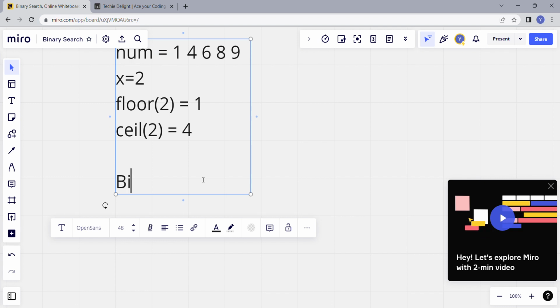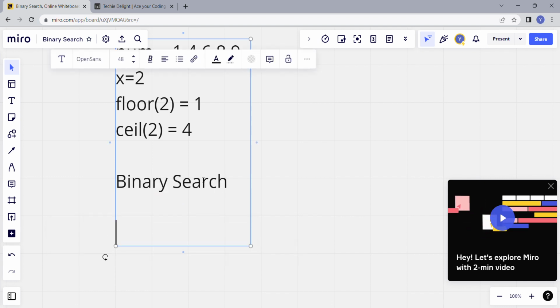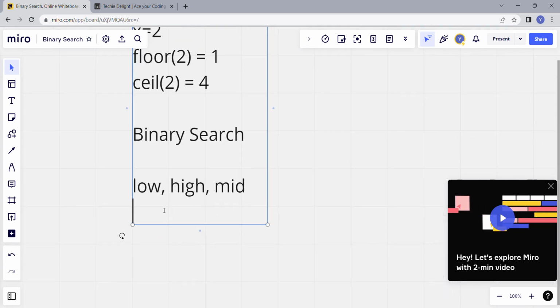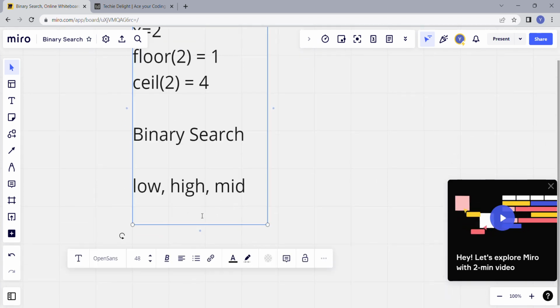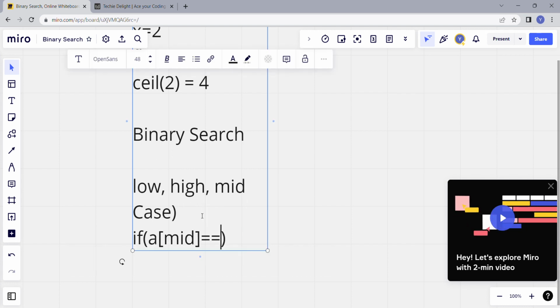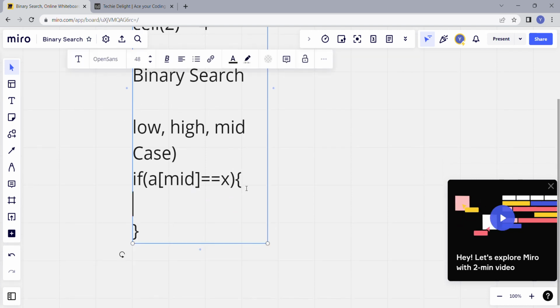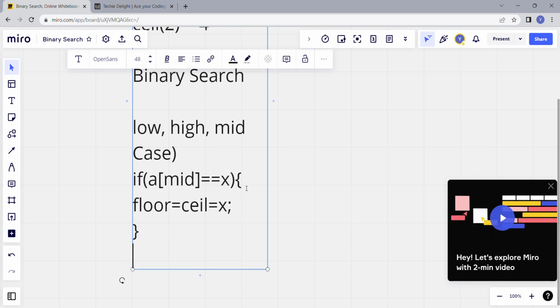Now we will have to solve it with binary search. So we will have a low, a high, and a mid, initialized as 0, n minus 1, and (low plus high) by 2. Now it is simple. The first case: if nums[mid] equals x, that means we have an element that is exactly equal to x, then the floor as well as the ceil will be x only, and we return. This is the first case.